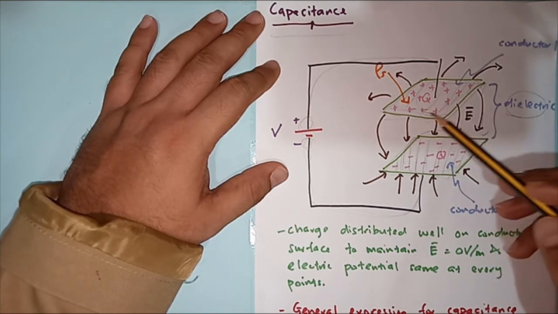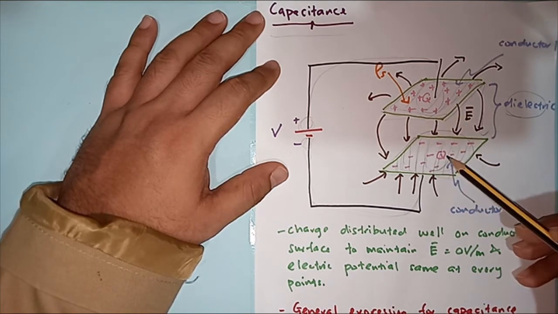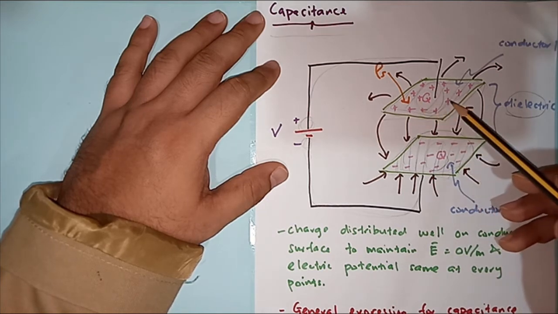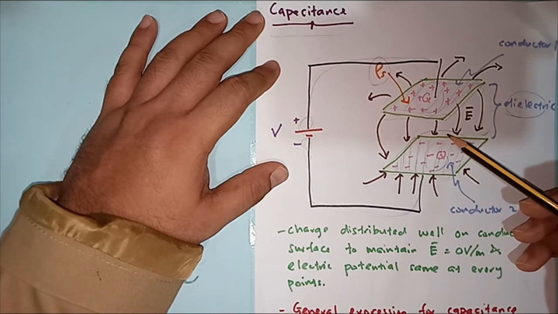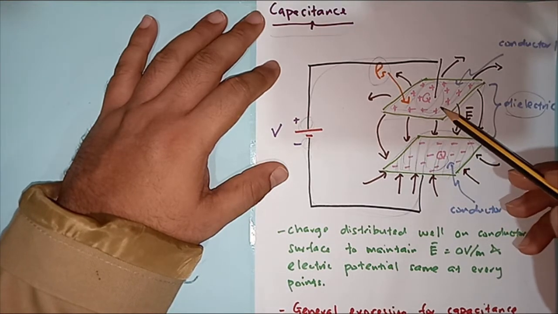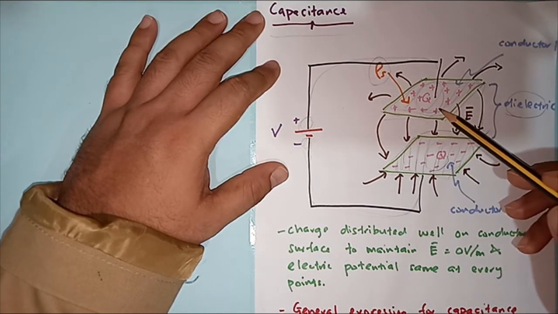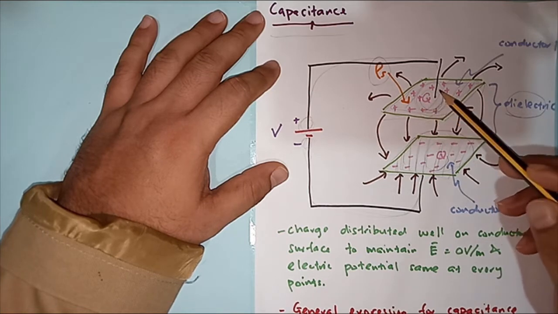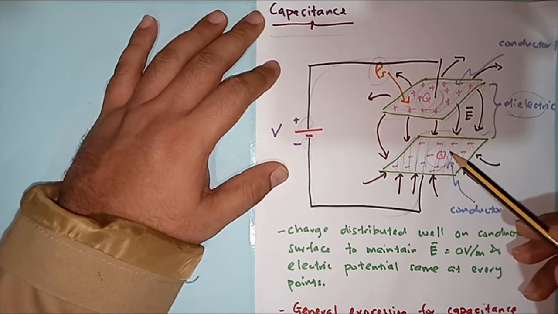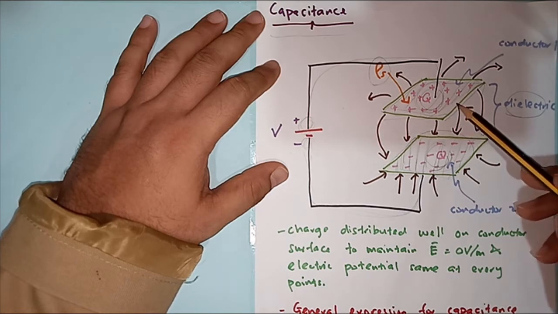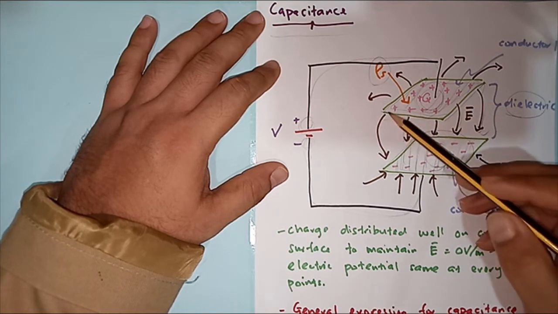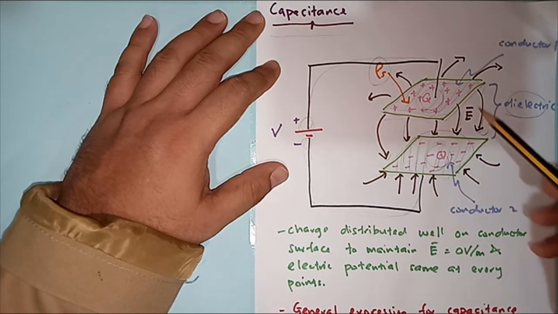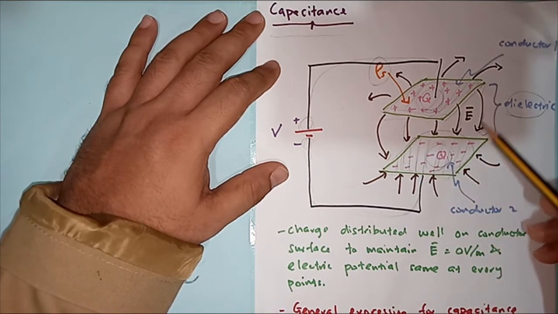Because of this charge accumulating on the surface, its value is represented by the surface charge density. And because we have different signs of charge, with this side positive Q and this side negative Q, an electric field intensity will be developed, and the direction of the electric field intensity is as shown in this figure.